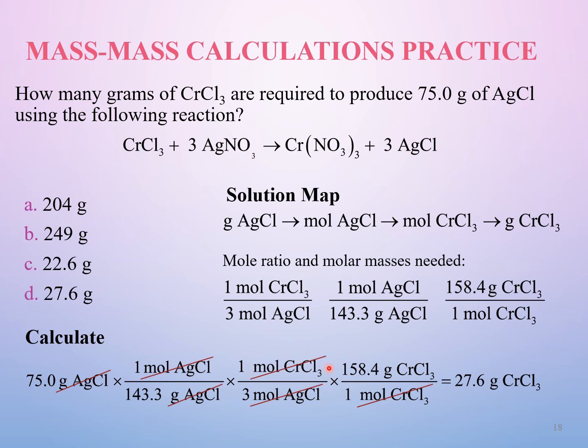That's not enough because they asked for answer in grams, so we convert it to grams here by using the molar mass, and 1 mole CrCl3 goes on the bottom. That cancels off, and our unit is left in grams of CrCl3. So you keep 3 sig figs, 4 sig figs, unlimited, so we end up keeping 3 sig figs in our answer. When you put it in your calculator, it's 75.0 divided by 143.3 divided by 3 times 158.4 will give you this answer right there, 27.6 grams.